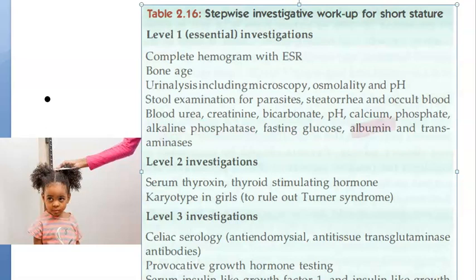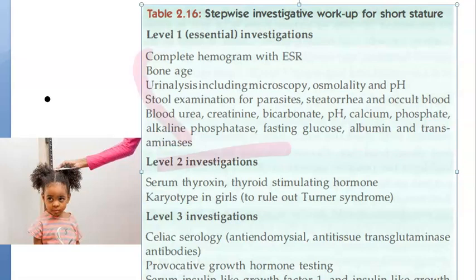Then albumin, transaminases. Why will you check for albumin? Because if the albumin is low in the blood, it may be getting lost in the urine. Transaminases you will check. This is nothing but ALT, AST, right? Those are the liver enzymes, okay?